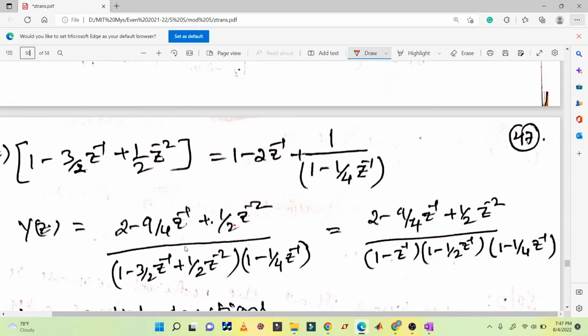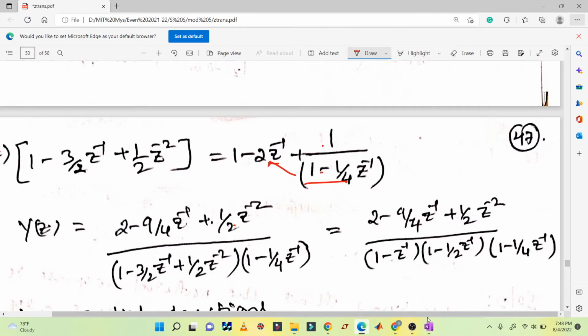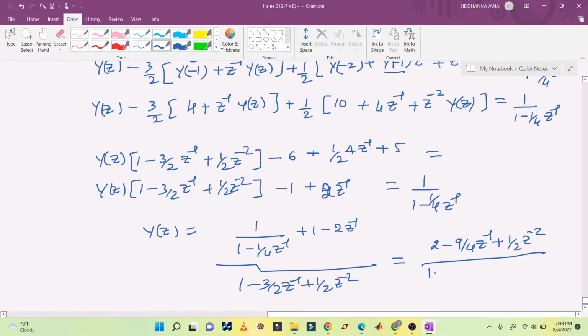This is what we get after simplification. When we multiply here and simplify it, we will get 2 minus 9 by 4 z inverse plus 1 by 2 z inverse square, divided by 1 minus 3 by 2 z inverse plus 1 by 2 z inverse square, multiplied by 1 minus 1 by 4 z inverse. So this will not change, this remains same.